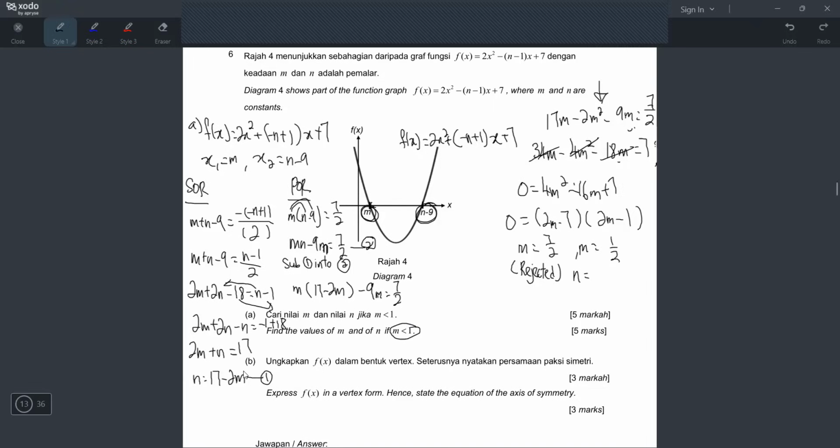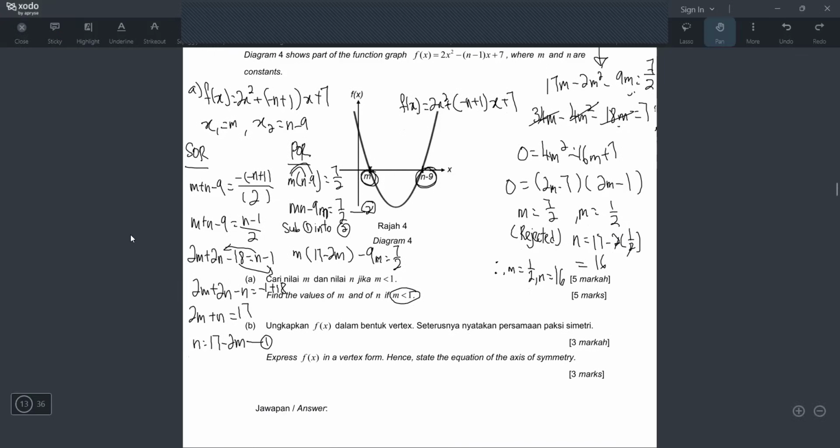I can substitute inside this equation, right? So 17 minus 2m, but my m I will ganti with 1 over 2. Okay, 2 and 2 can cut. 17 minus 1 is 16, right? So now I get my final answer. m equals 1 over 2, n equals 16, right? Okay, so yeah, that's how you do it.